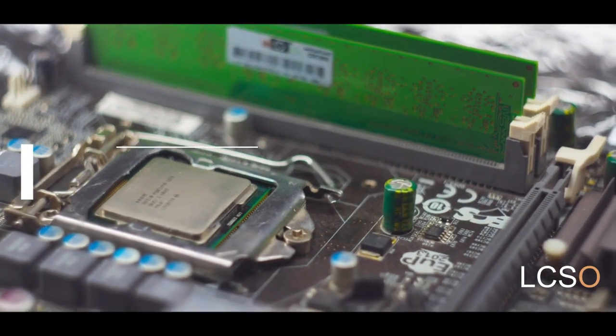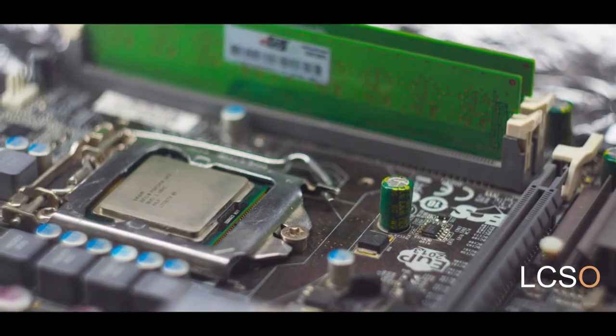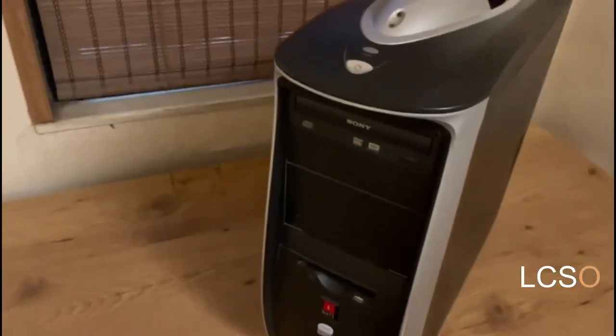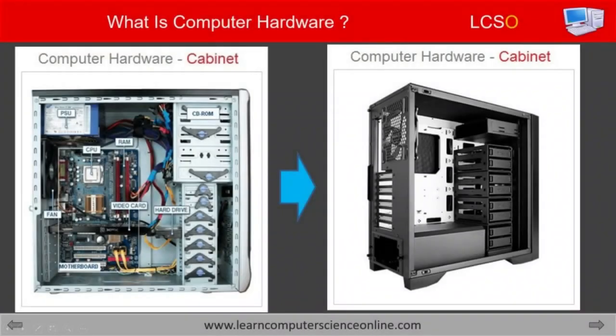Let us now discuss the functions of each of the various computer hardware components in detail. Let us start with the first hardware component on our list. That is a computer case. A computer case is also alternately referred to as a computer cabinet. A computer case is a type of metal enclosure used to assemble the various internal hardware components of the computer system.